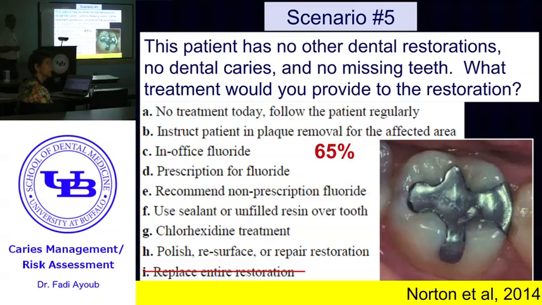Right, every patient is treated on an individual basis. If the patient comes for regular checkup visits, on topical fluoride, or at least uses a fluoride-containing toothpaste twice a day, which can be over the counter, and with lower caries risk, then you probably can just watch it.